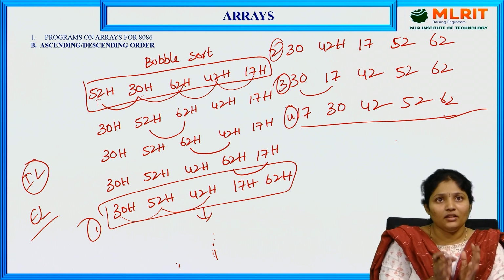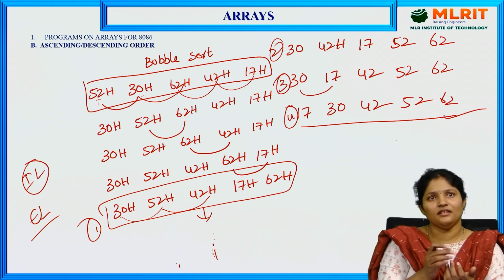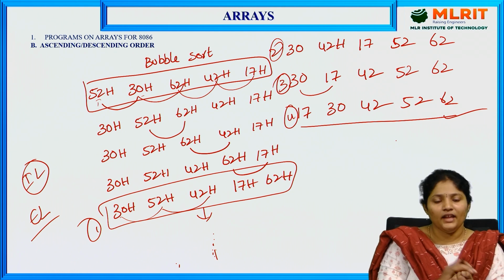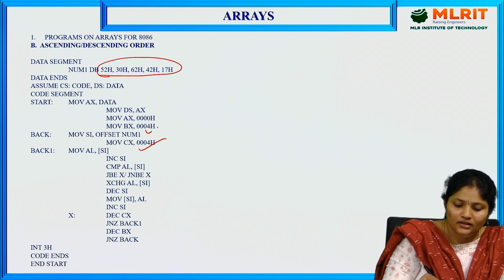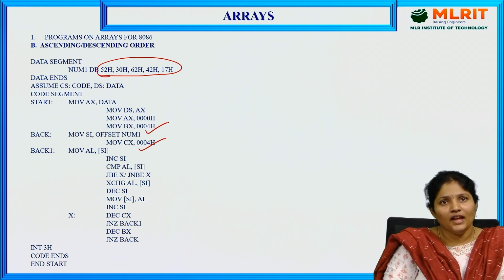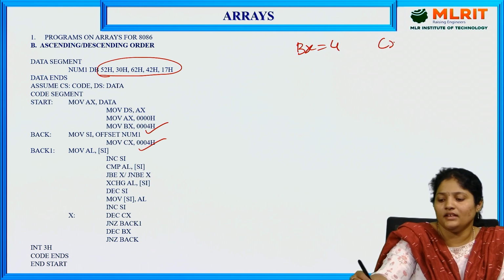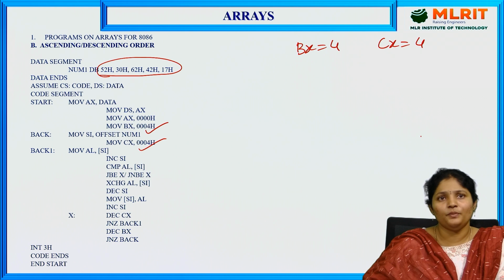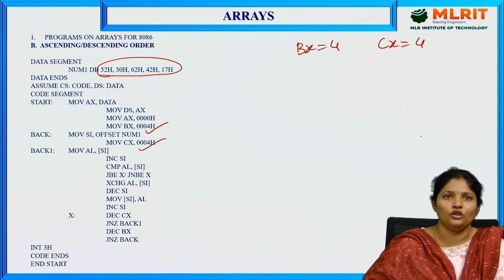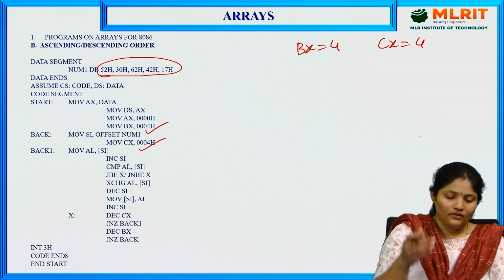In this particular example, I have taken 5 numbers. So to compare 5 numbers, I need to execute the internal as well as external loops 4 times. That's why I keep the CX register as 4, and another register I have taken to keep the count is the BX register. So BX register has 4, and CX register also has the count 4. One is used to keep the internal loop running, and another one is for the external loop. How to perform this in a technical way, we will see.